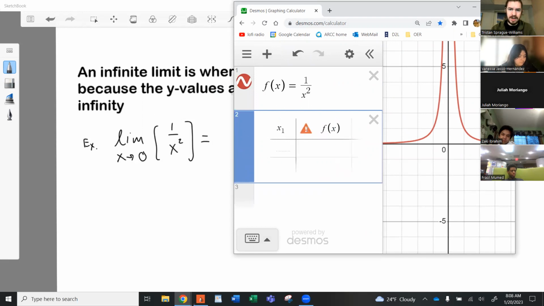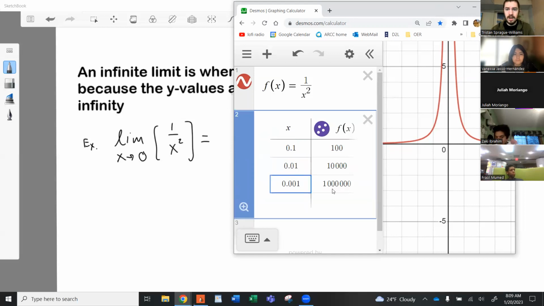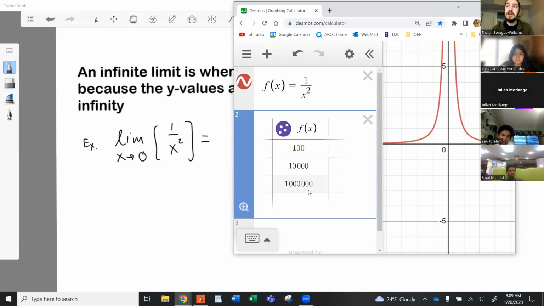Let's build a little table of values. If you go like 0.1, you get 100. What we're doing is reciprocating and squaring, right? 0.01, you get 10,000. Yikes. 0.001, a million, right? So what's happening as you get closer to 0, at least from the right-hand side, is that the y coordinates are exploding, right? Getting bigger and bigger and bigger.